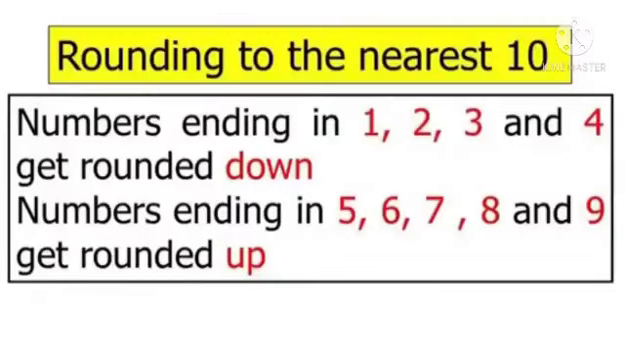First, rounding off to the nearest tens. The numbers ending in 1, 2, 3 and 4 get rounded down, and the numbers ending in 5, 6, 7, 8 and 9 get rounded up. In short, we can say that if it is less than 5, then the number is going to be rounded down, and if it is greater than or equal to 5, the number is going to be rounded up.